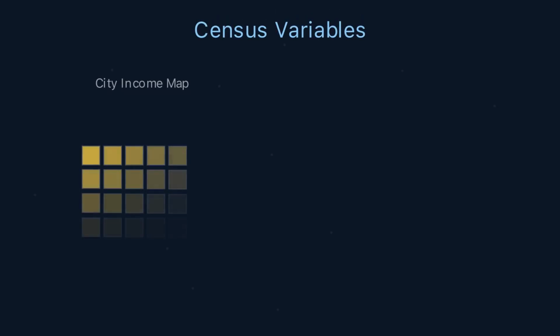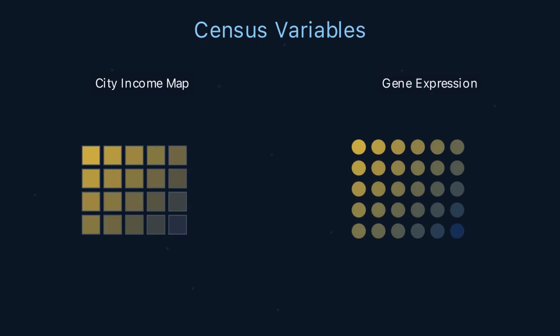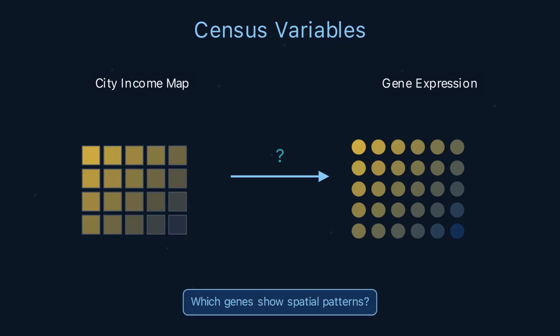In a city census, hundreds of variables are measured for every household. Some of these variables show clear geographic patterns. Income tends to be higher in certain districts. Others are flat everywhere. Shoe size does not depend on your neighborhood. SpatialDE asks, which genes show spatial patterns in our tissue?